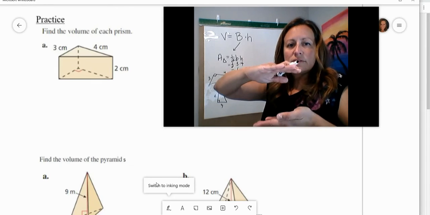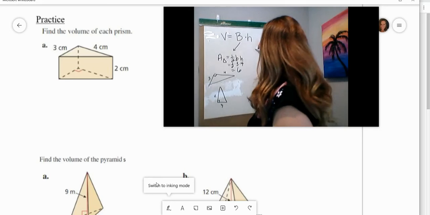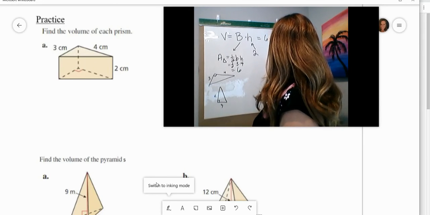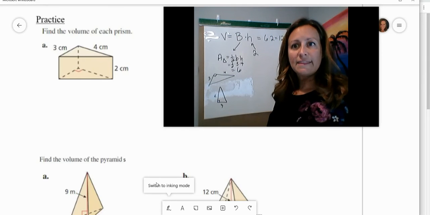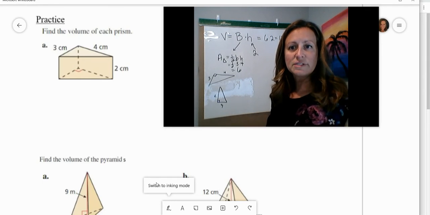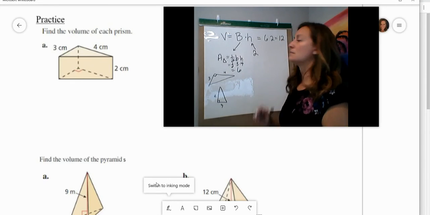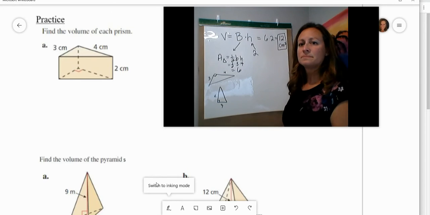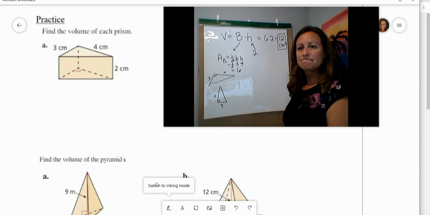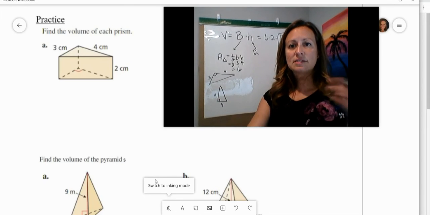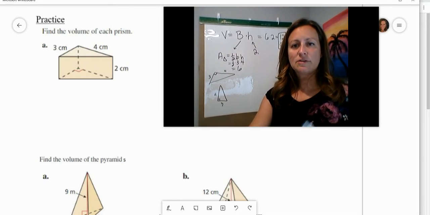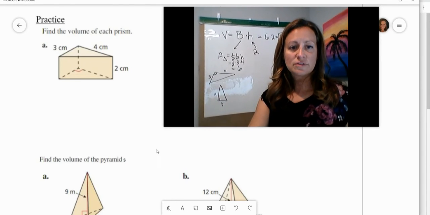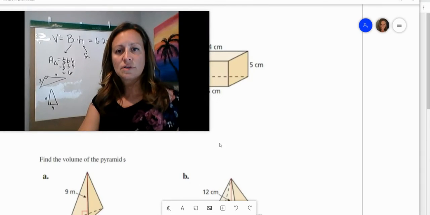So the area of the base is 6, and then the height of the prism is the distance between the triangles, which is 2 centimeters. So that is going to be 2. So we're looking at 6 times 2 is 12. And this would not just be centimeters for volume, it's going to be cubic centimeters: 12 centimeters cubed. Because the 6 is a square unit, and then times another unit, 2, it's going to be a total of cubic units.